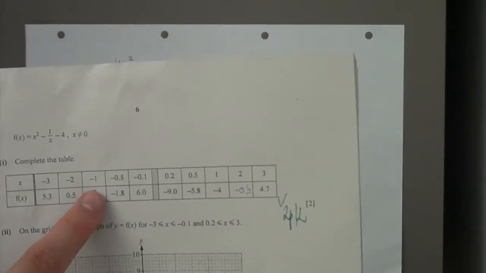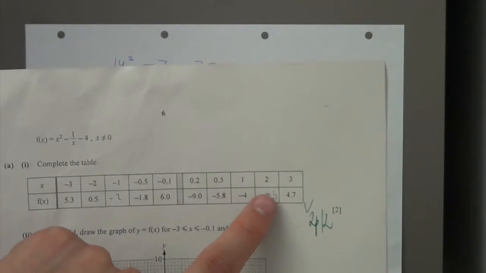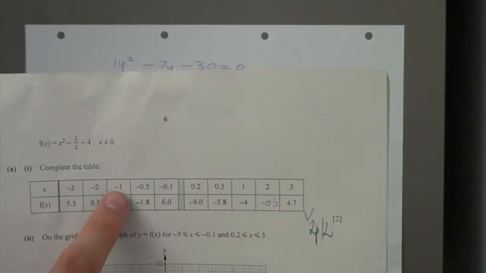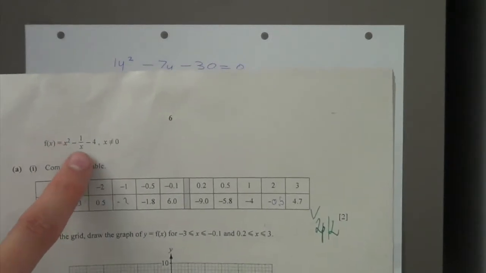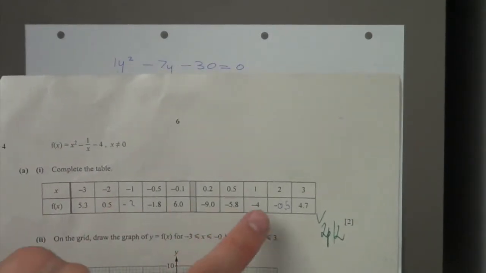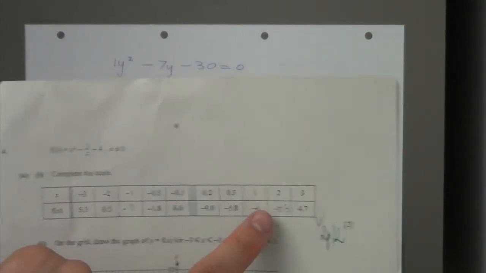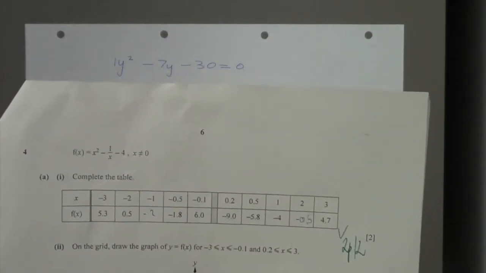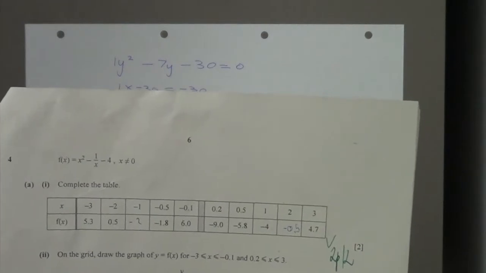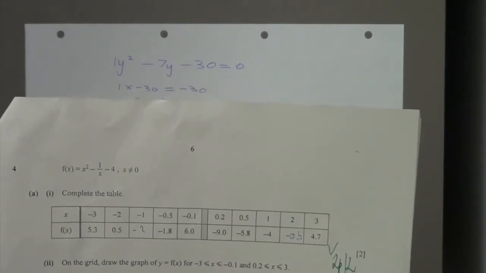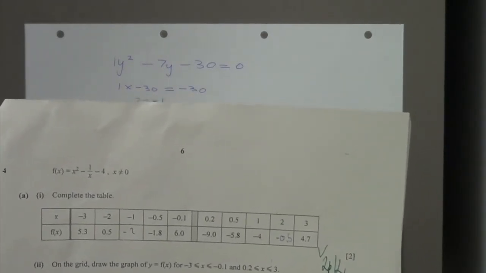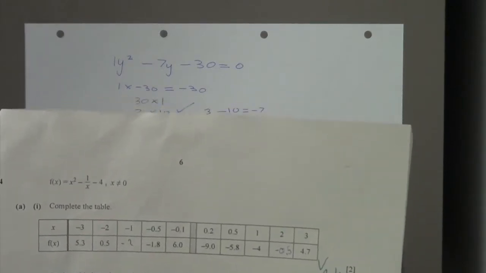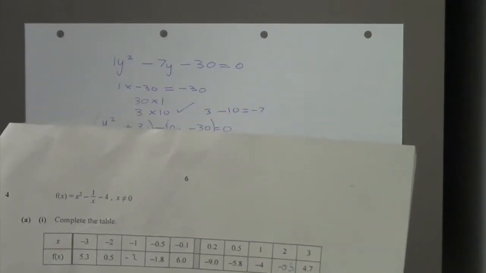Originally this would have been a blank, that would have been a blank, and basically how would you have found that? Well, you would just substitute minus 1 into the x's and it would have given you minus 2, substitute the 2 into the x's and it would have given you minus 5, okay? Next thing, on the grid, draw the graph of y equals fx for x between minus 3 and minus 0.1, and then x between positive 0.2 and positive 3, okay?